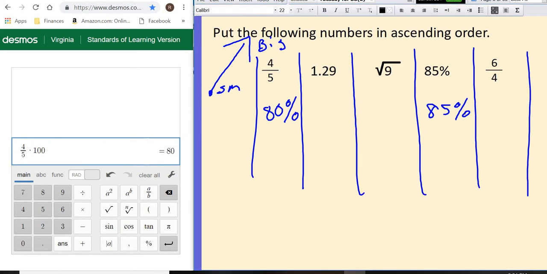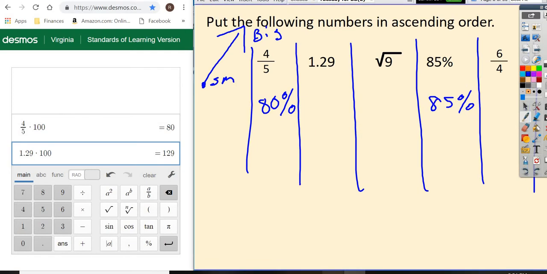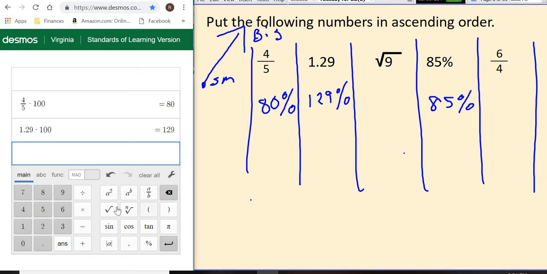The next one is 1.29, and I'm going to multiply it by 100 to make it a percent. Oh, sorry, I got to fix this and put it back on pin. So that's 129%. Then the next one I'm going to put in is the square root of 9. Again, I have to move out a little bit and multiply by 100 to make it a percent. So that's 300%. I've only got one more I got to do.